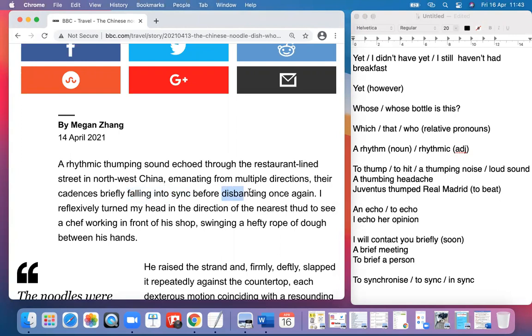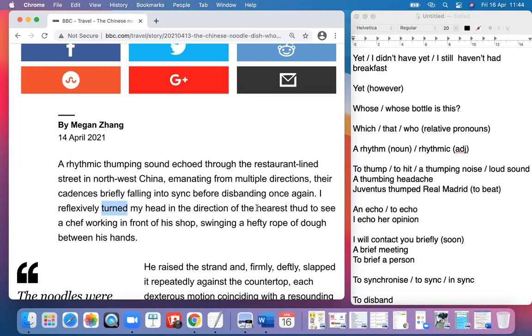The verb to disband is very difficult, and it's like to separate. Okay, so to disband is possible. It's a little advanced, and it means to separate. And here it means they are separating. Basically, once again is the same as again. Okay, so there's no real difference. Turned my head, no problem. Here we have the adverb again. So the adverb reflexively describes the verb. So it's just an adverb again. So the function of the adverb is to describe the verb.